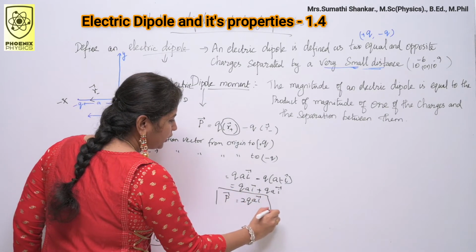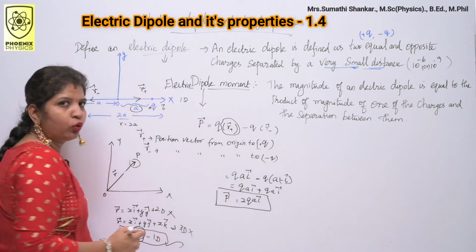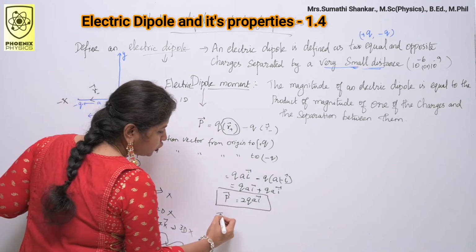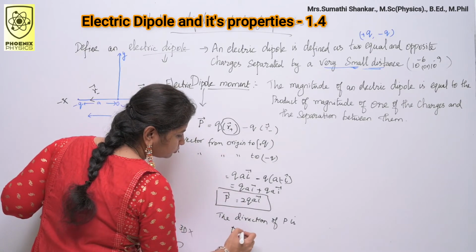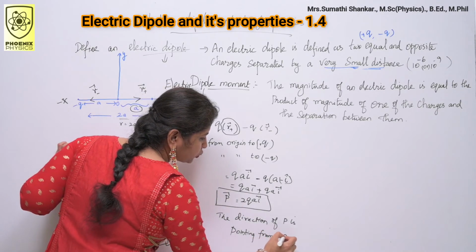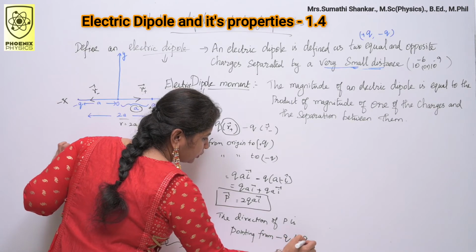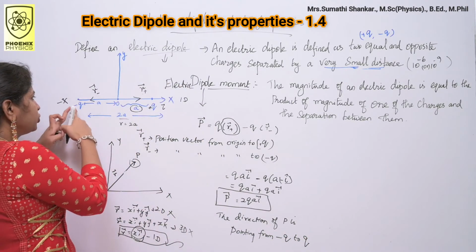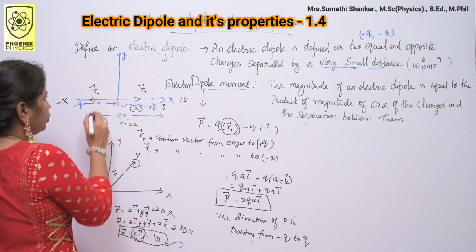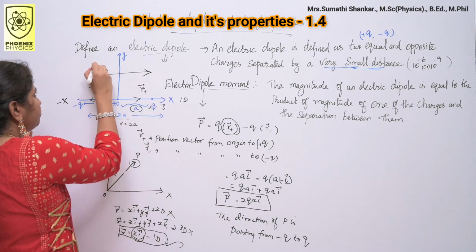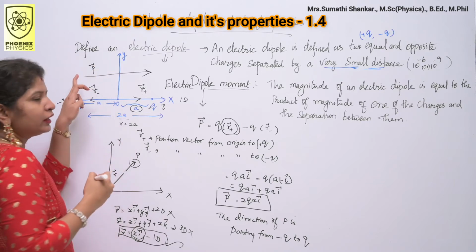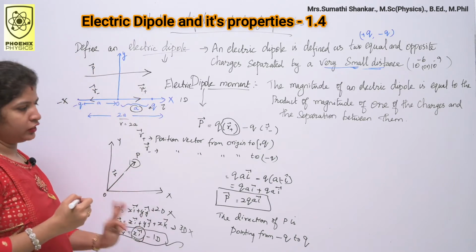What is this P? P is nothing but an electric dipole moment. The direction of P is pointing from minus Q to plus Q. Here which one is minus Q? This is minus Q, this is plus Q. So the P direction is like this: minus Q to plus Q. This is dipole moment direction.